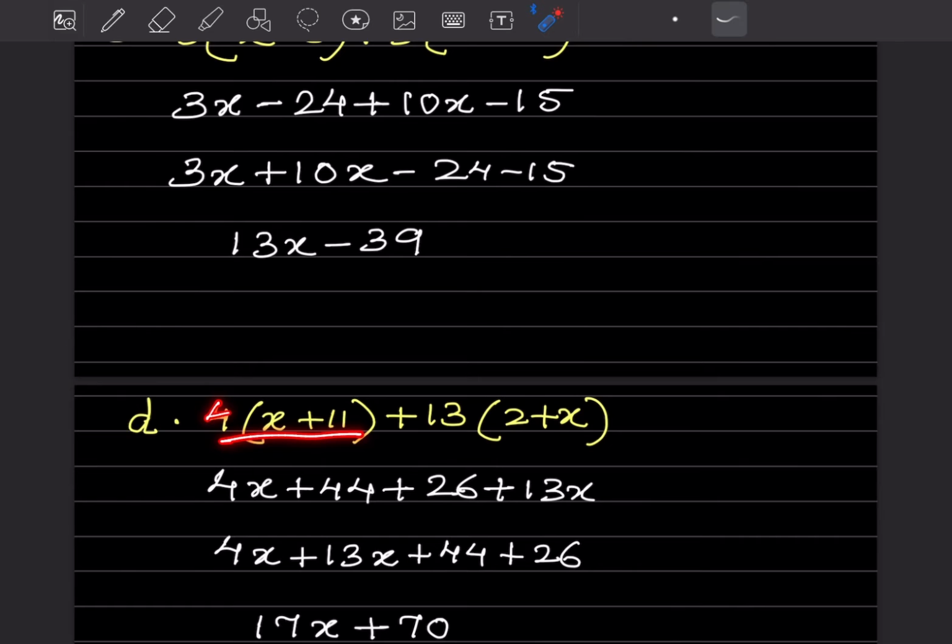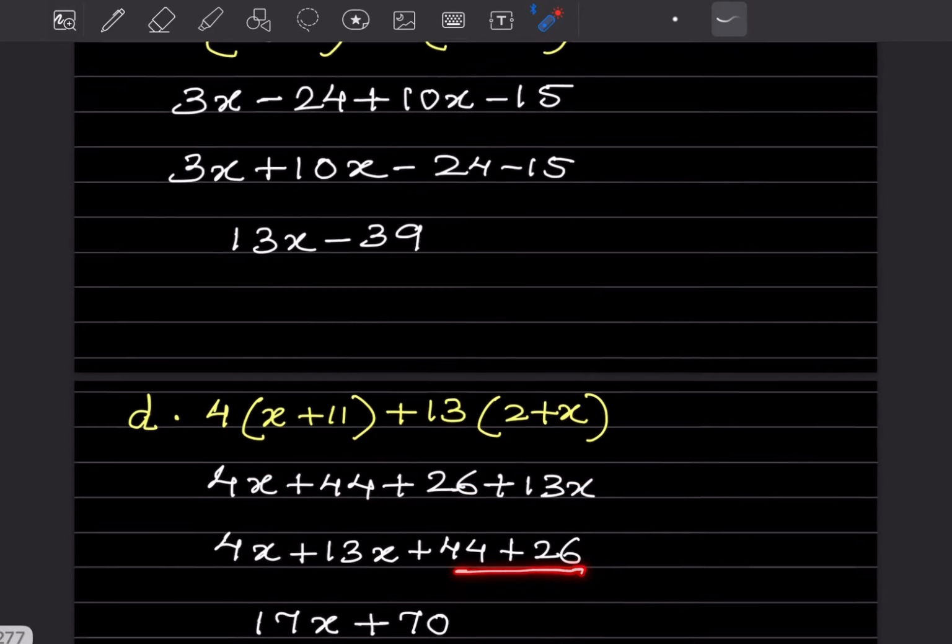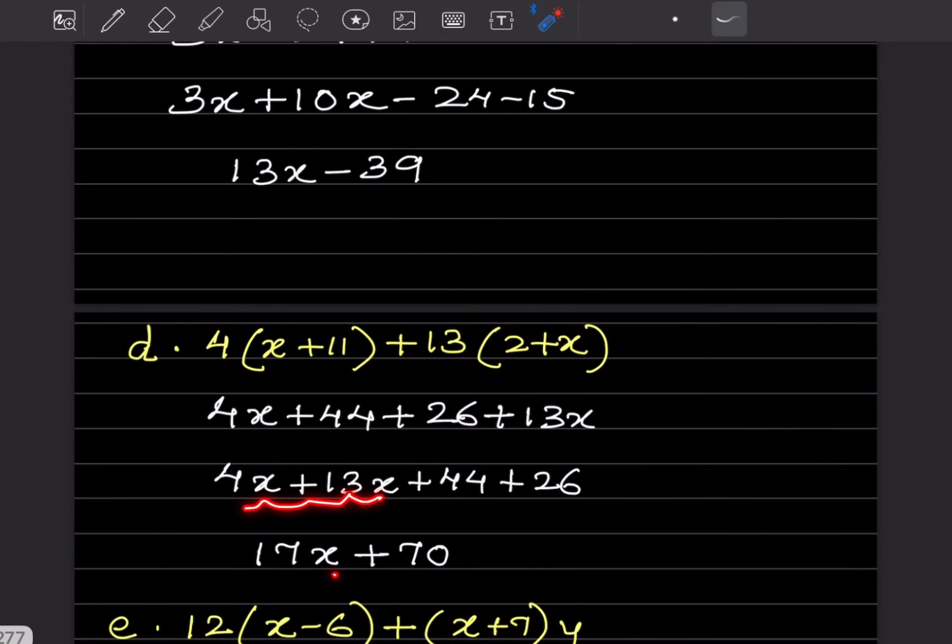This 4 is for this term, and this 13 is for 2 plus x. So this will be 4x plus 44, and this is going to be 26, and this will be plus 13x. There's a plus sign in between. So now this and this together, and this together. So that will be 4x plus 13x, and this will be 44 plus 26. So this should be 17x, and this will be plus 70.